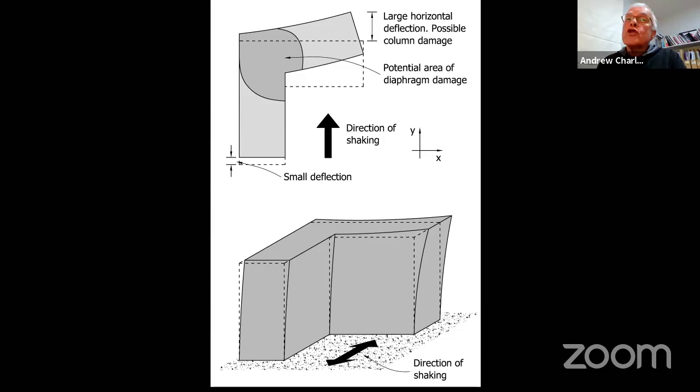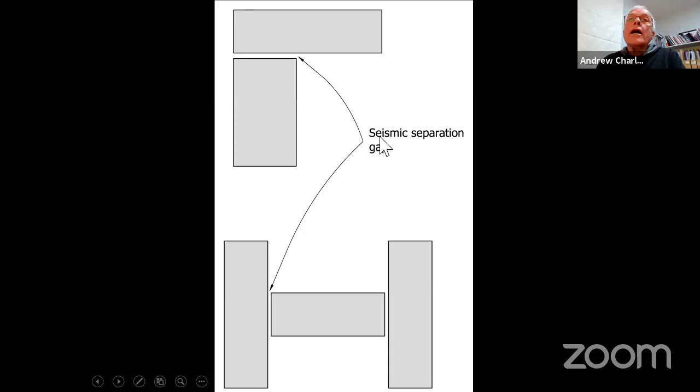So how do we avoid them? Well, actually, it's quite simple. We have seismic separation gaps. And so if you've got a building plan in the shape of an H shape, here we've got four re-entrant corners. Well, what we do in practice is we separate this building into three structures.